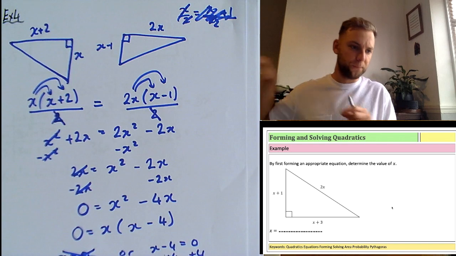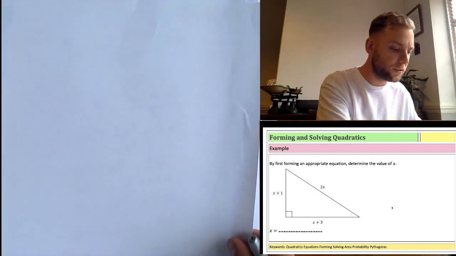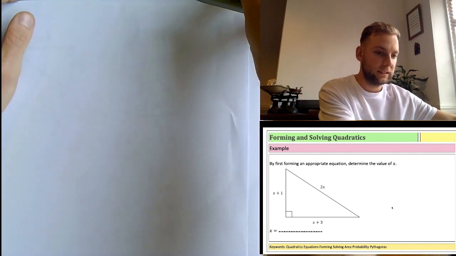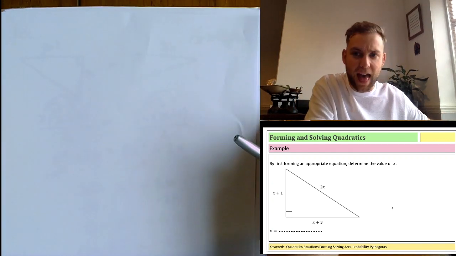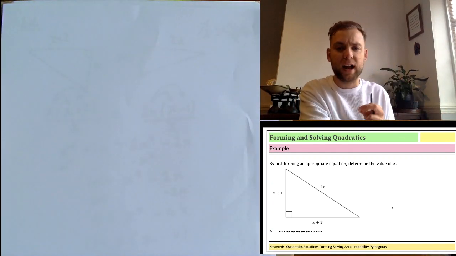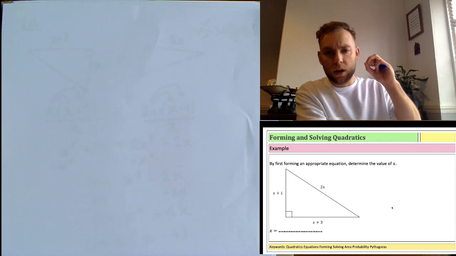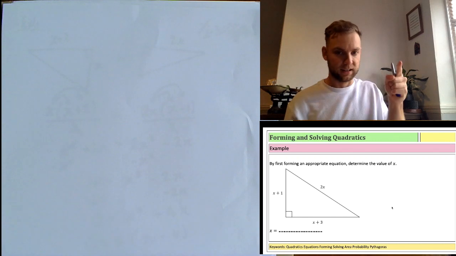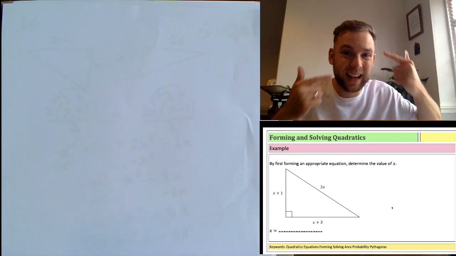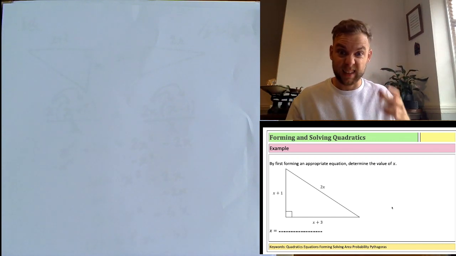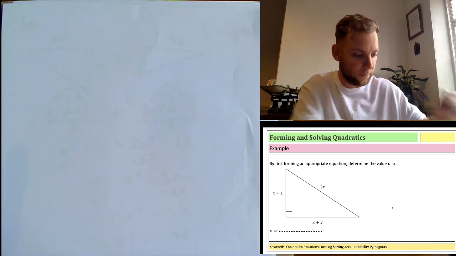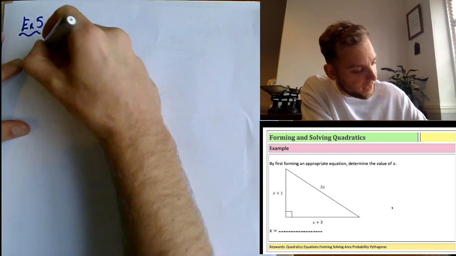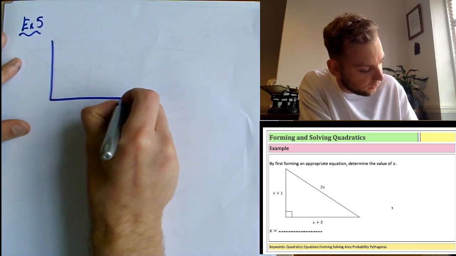Now this next one says first by solving an appropriate equation, determine the value of x. So the first thing we notice is not area, but I am using a right angle triangle. So what do I use when I'm dealing with a right angle triangle and I know all the sides? Those are the kind of things that you need to be thinking about. So the answer to that is Pythagoras. So example 5, here we've got our triangle like so.